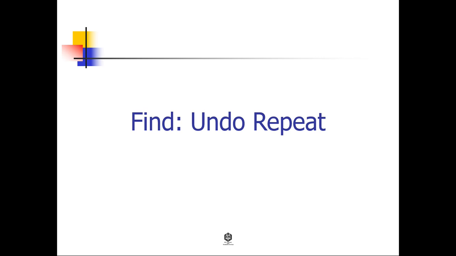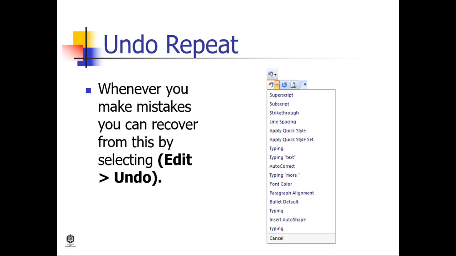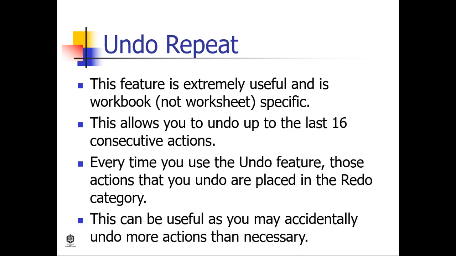Let's proceed to define in terms of undo repeat. In undo repeat, whenever you make mistakes, you can recover from this by selecting Edit, then Undo. This feature is extremely useful and is workbook, not worksheet specific. This allows you to undo up to the last 16 consecutive actions.